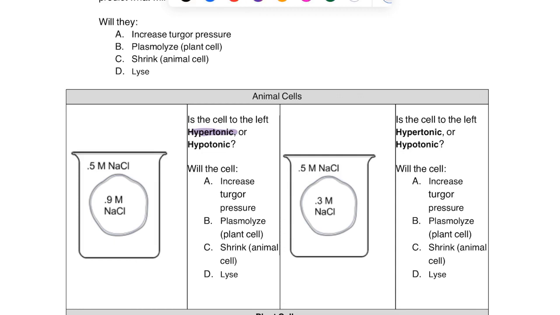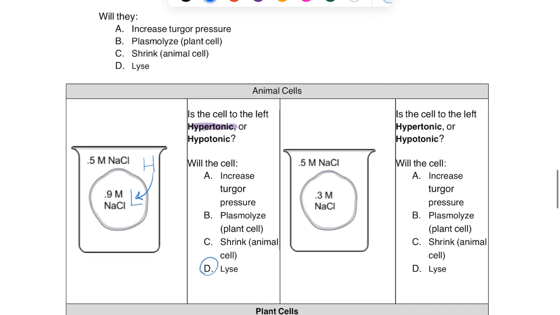Now, we need to think about it in terms of the water. So if the cell is hypertonic, that's high solute, so low water. So outside is high water, so water is going to enter the cell. And because the cell is circular, it's going to be an animal cell. And the term for animal cells that increase in size is lyse.